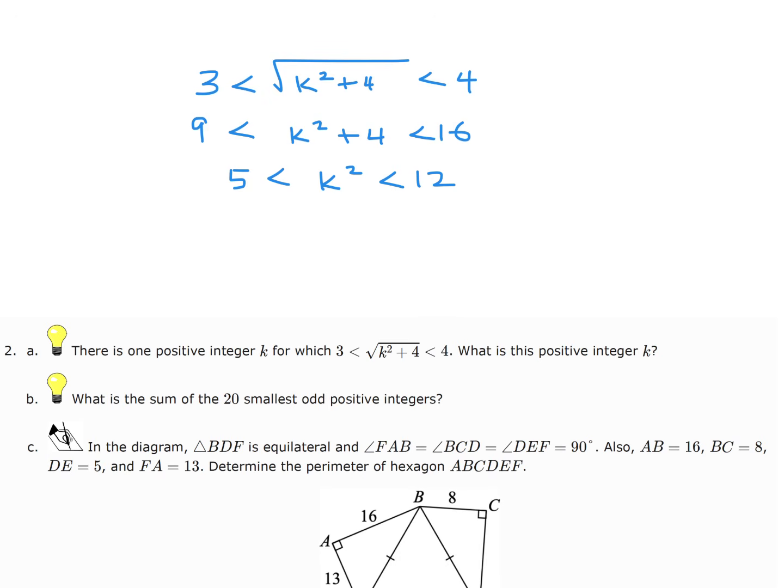So we have to figure out some positive integer that when squared will be between 5 and 12. And by inspection, I can tell you that it is 3, because k squared would be 9, and 9 is indeed between 5 and 12.